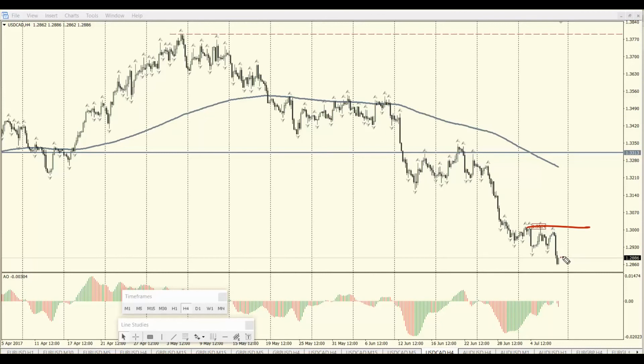As long as it's not broken, we are in a trend phase down. If it is broken, then this pair will come back to a flat phase, and then I will leave it alone.